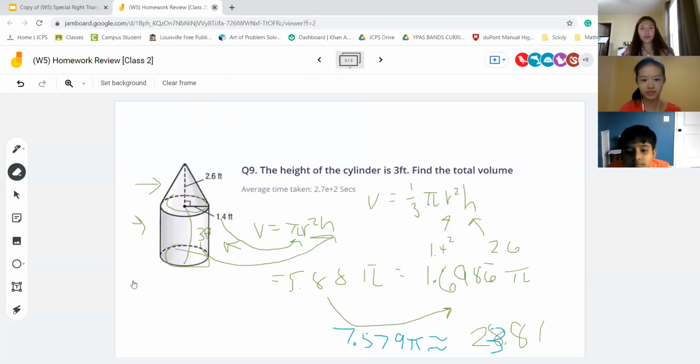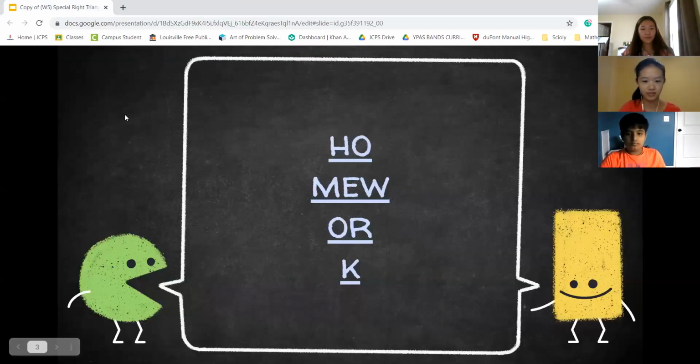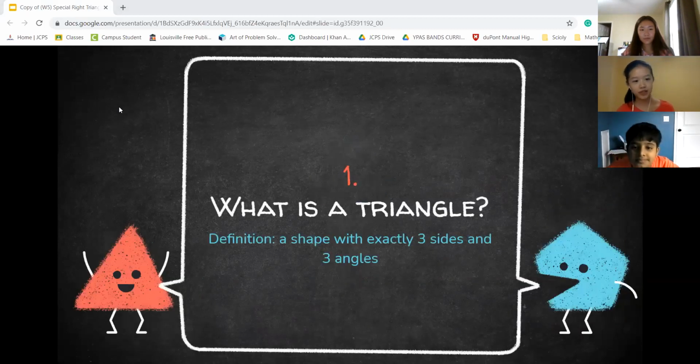Okay, let's go back to our slideshow then. So, as you probably know, today we're going to be focusing on triangles. For today, we're going to focus mostly on some basic stuff, like what is a triangle, or the different properties of triangles. Next week, we'll get more into the more complicated stuff about triangles. So first, what is a triangle? Well, it has 3 sides and 3 angles. That's a triangle.